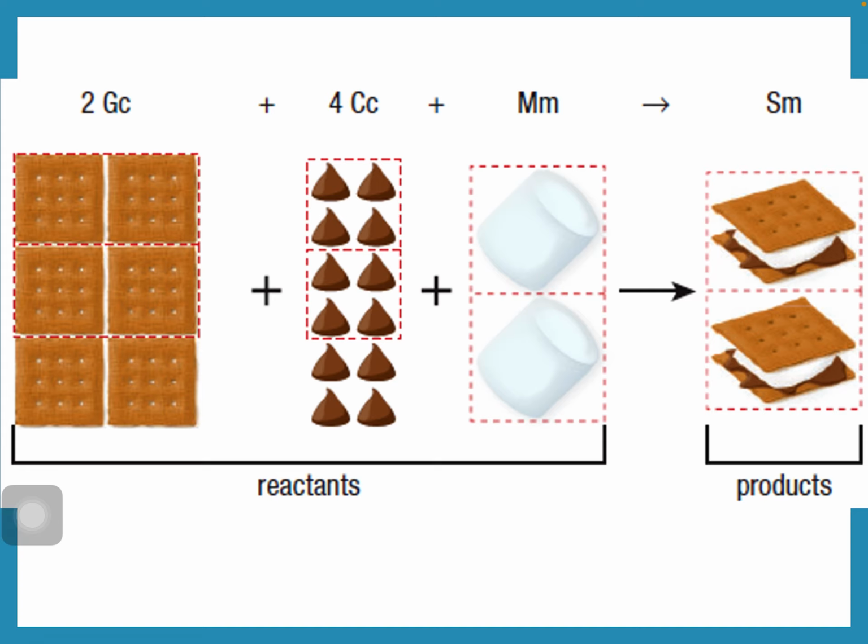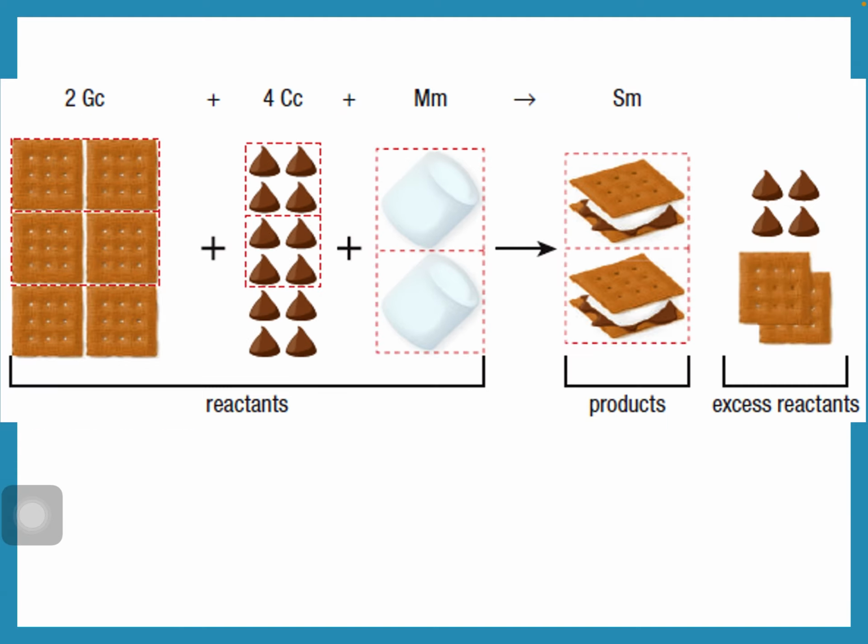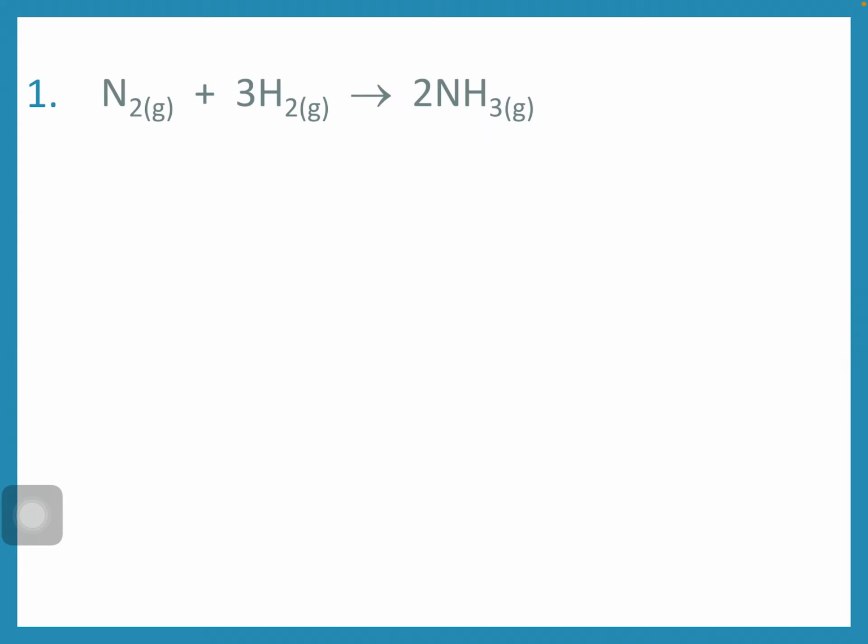So I have 4 chocolate chips that aren't going to get used up, and I have 2 graham crackers that aren't going to get used up. Those are called my excess reactants or excess reagents. So I have 2 graham crackers and 4 chocolate chips in excess. So let's take a look at how this applies to chemistry.